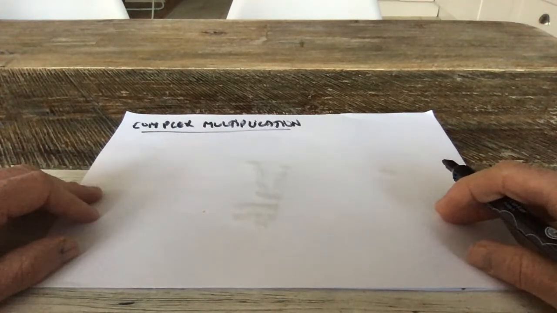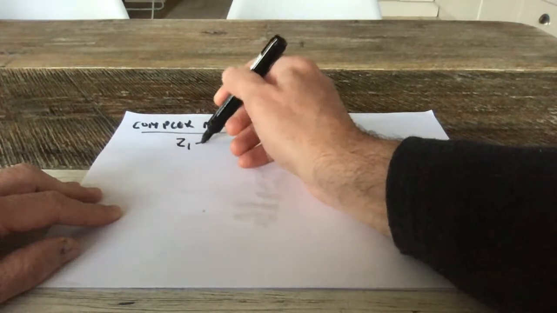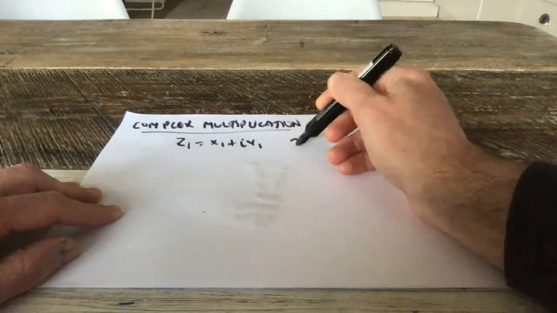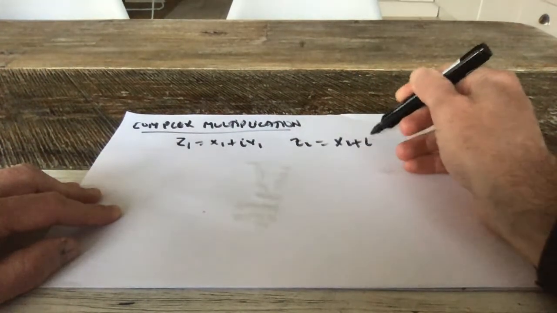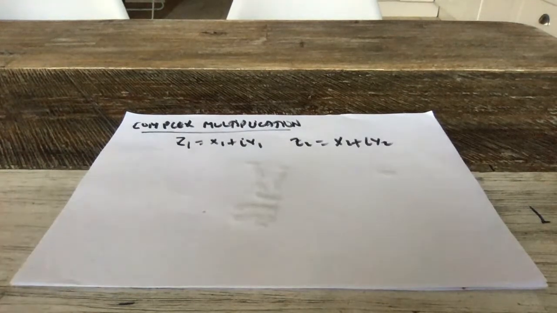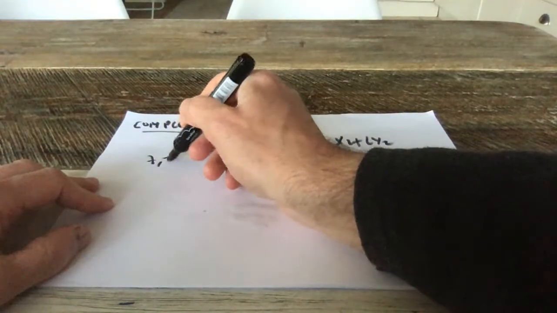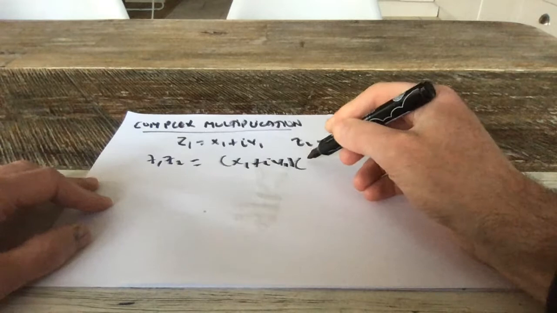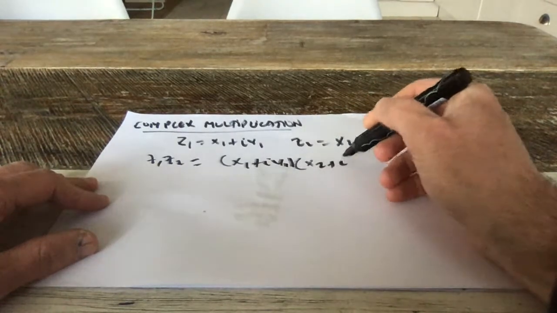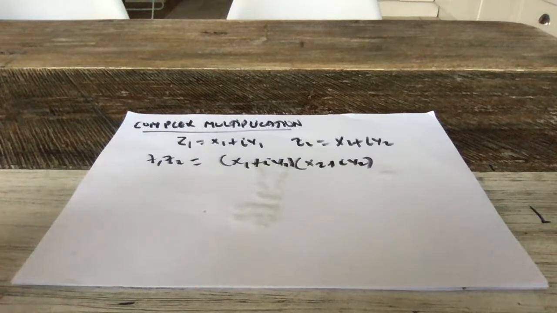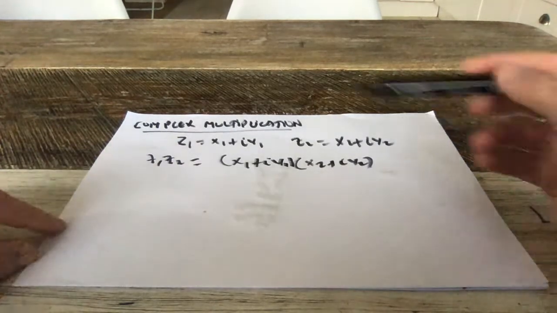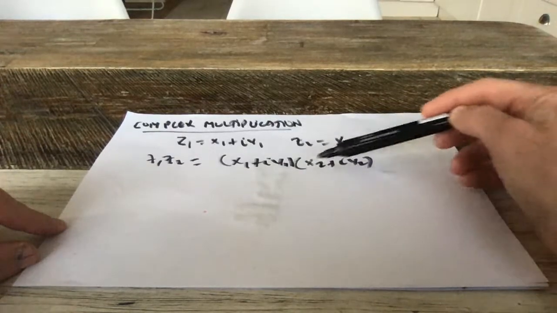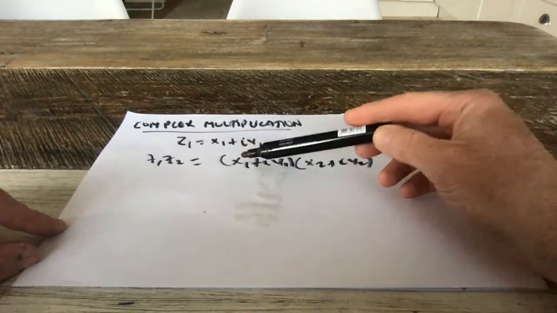In general terms, if you've got two complex numbers, z1 equals x1 plus i y1, and z2 is equal to x2 plus i y2, and you want to multiply them together, z1 by z2, then you just use the ordinary rules of algebra. So you've got x1 plus i y1 times x2 plus i y2. And you remember from national school that what you do is multiply each term in the second bracket by each term of the first bracket.